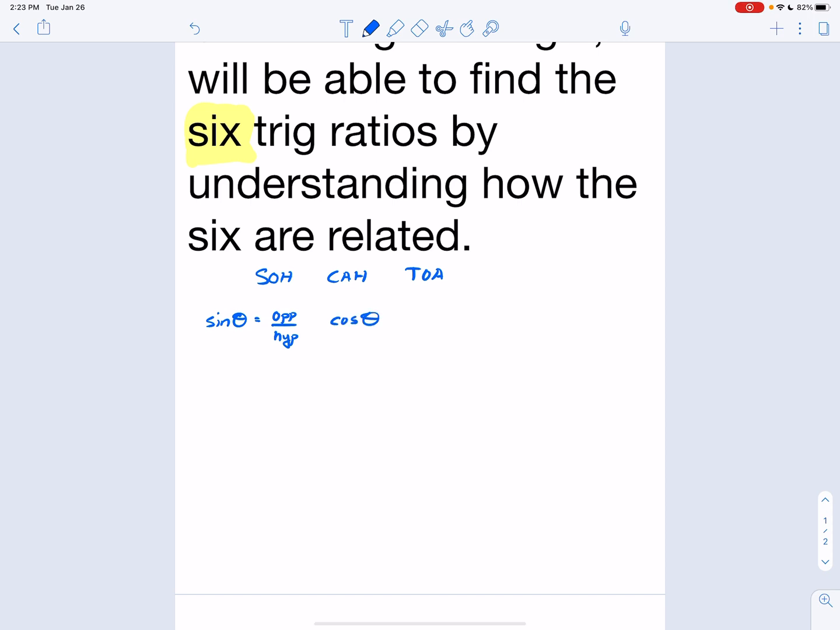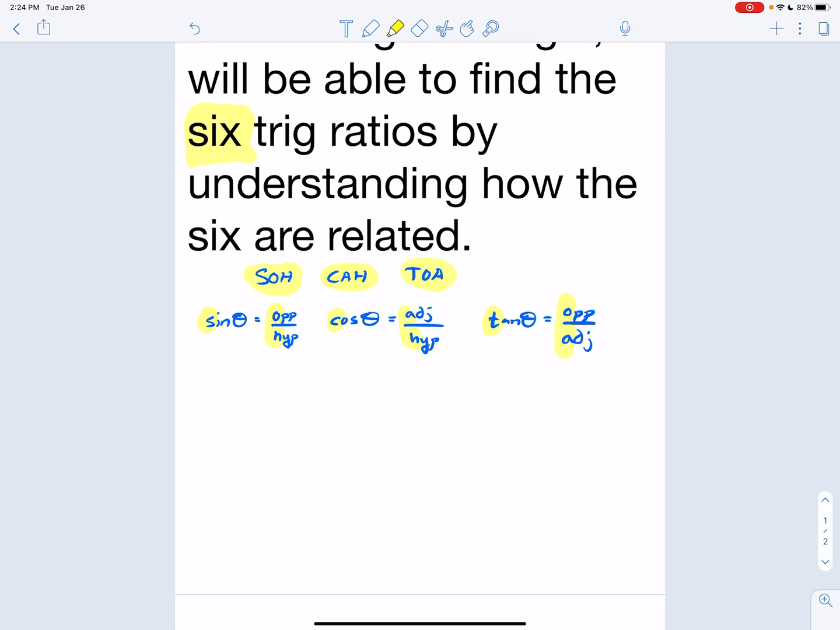Cosine here is the adjacent A over hypotenuse. Tangent, TOA, tangent theta is equal to O over A, opposite over adjacent. So, SOH, S-O-H, CAH, C-A-H, and TOA, T. Did I put hypotenuse? I'm crazy. Okay. TOA, adjacent.